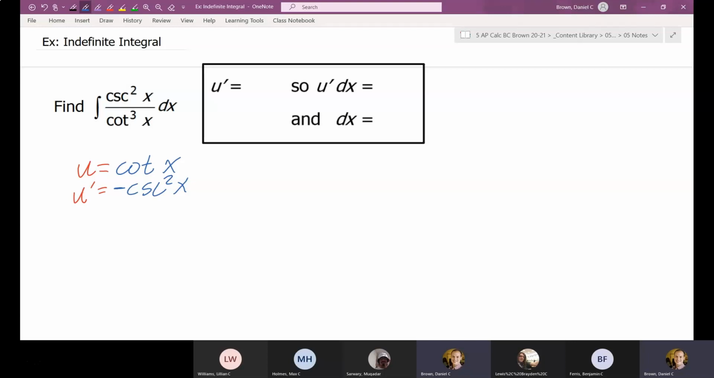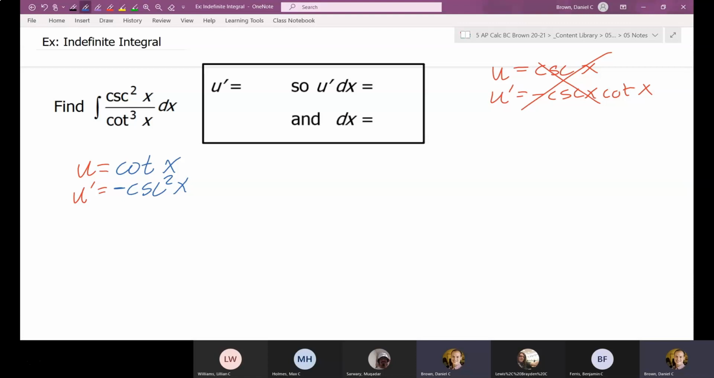An example of where something bad would happen: say you let u be, and this would be wrong, the cosecant of x because you see that it is inside the problem. u prime would be negative cosecant of x cotangent of x. This u prime doesn't have a constant multiple elsewhere in the problem. There's some more stuff left over. It's just not going to work out nicely for you. So that's where you want to get practice with choosing the correct u. You want u prime to be somewhere else in the problem.